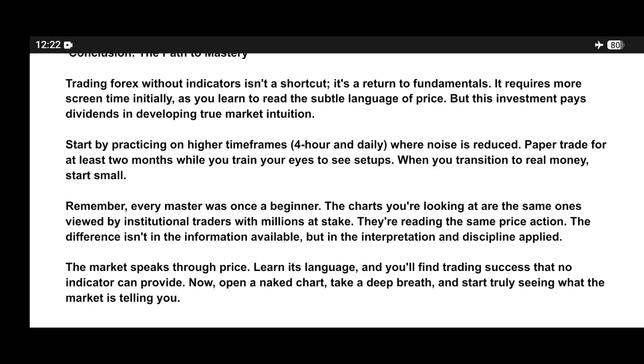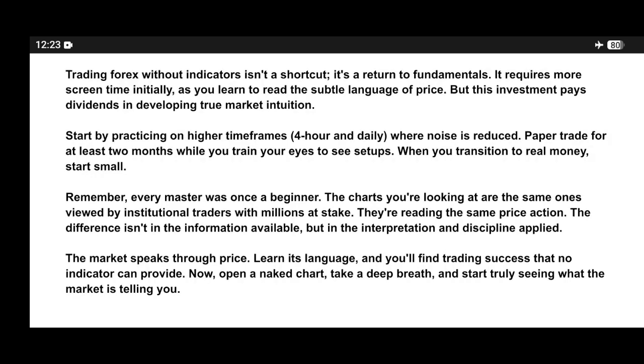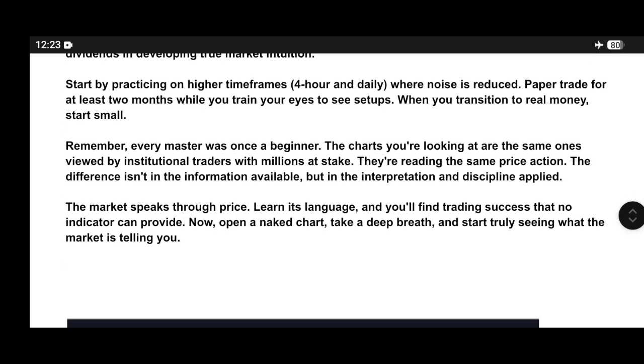The charts you are looking at are the same ones viewed by institutional traders with millions at stake. They're reading the same price action, and the difference isn't the information available, but the interpretation and discipline applied. So the market speaks through price. Learn its language, and you will find trading success that no indicator can provide.